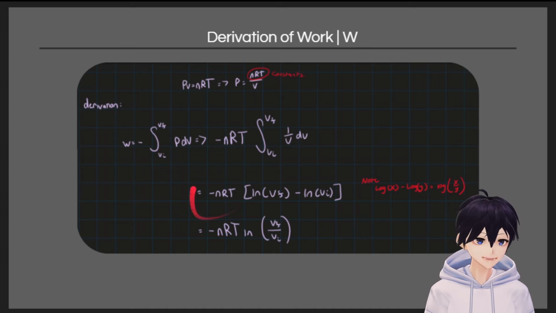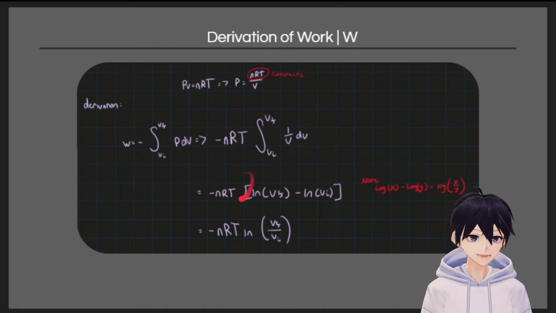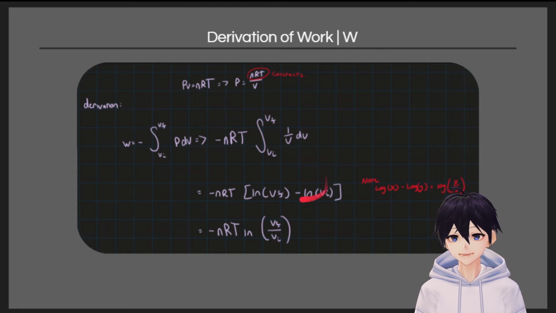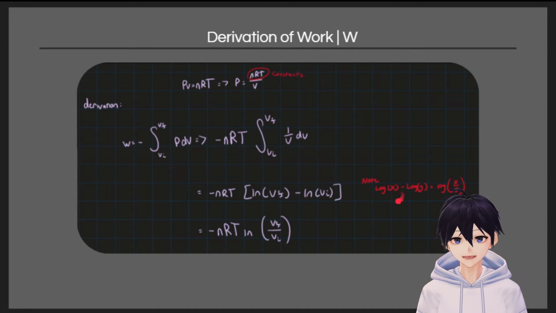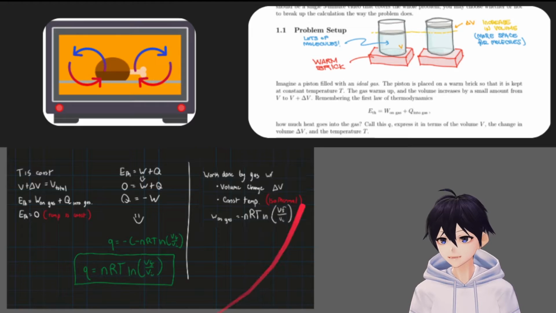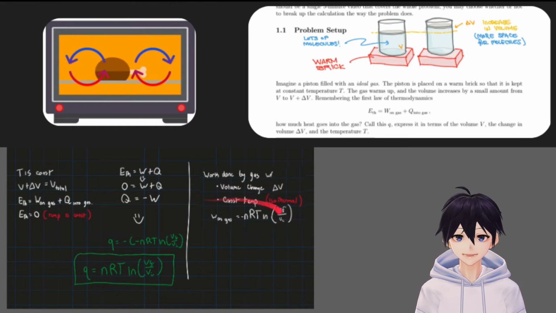And then don't forget that front part with all the constants we have to multiply it by. So now we have this, and we can use a logarithm rule, which is log x minus log y. We know that we can just combine that into log x divided by y, and that's what I did right here with our V final divided by V initial. And don't forget our constants we have to multiply in the beginning as well. So that's how I got the work on the gas.